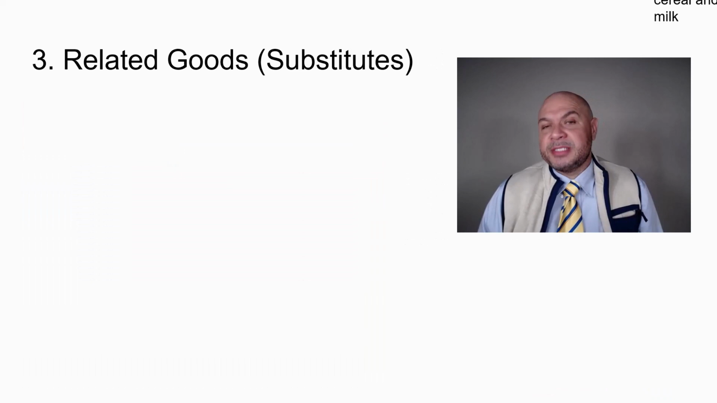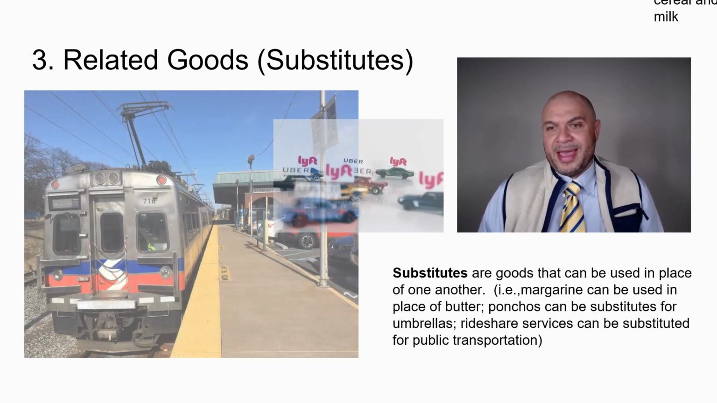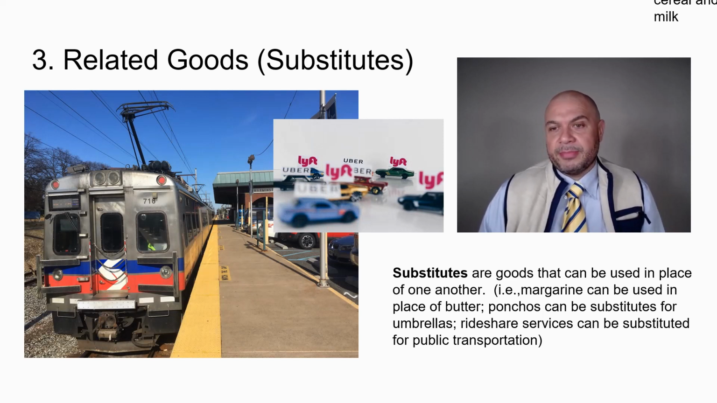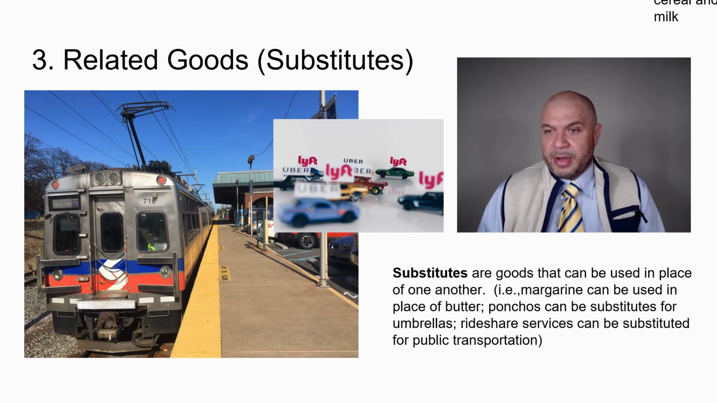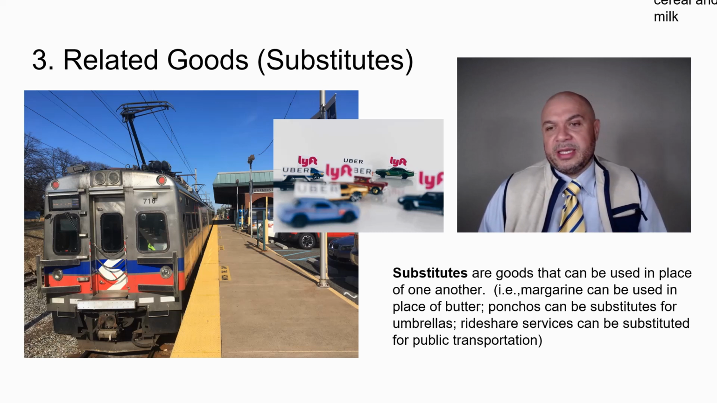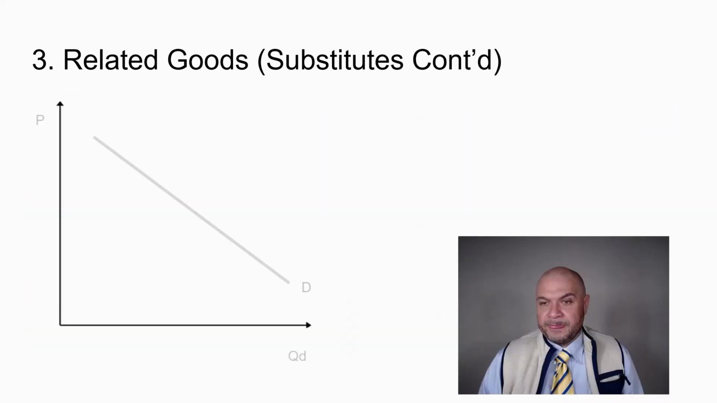All right, so substitutes. This is the second part of related goods. Substitutes. A substitute or substitutes are goods that can be used in place of one another. So margarine can be used in the place of butter, right? Ponchos can be used in place of umbrellas. Ride-share services can replace public transportation, right? Those are all things that are substitutes or examples of substitutes.